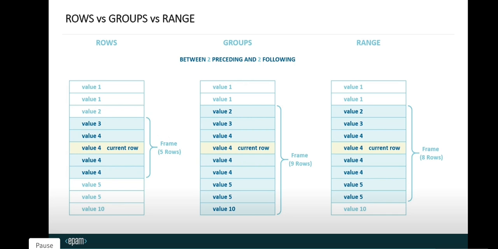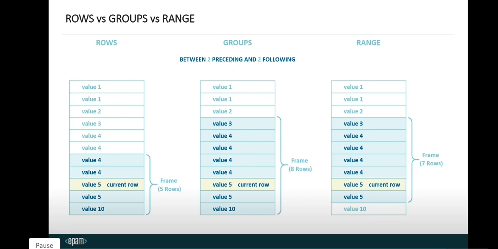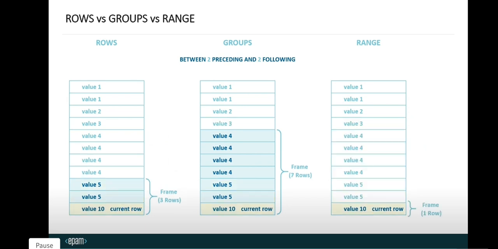Unlike range and groups mode, where the frame size changes depending on values, when the current line approaches the end of the partition, the frame size in rows mode again decreases to 3 lines, but in range mode, the frame consists of only 1 line, as 5 is beyond the maximum difference of 10 and 2.